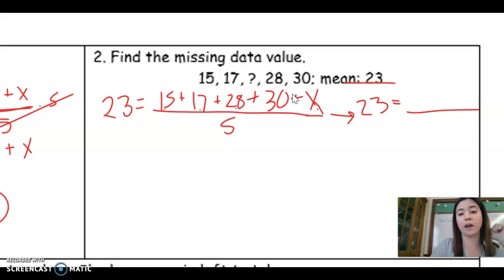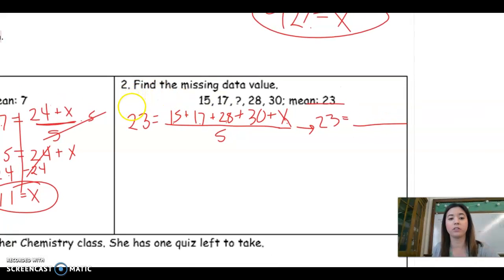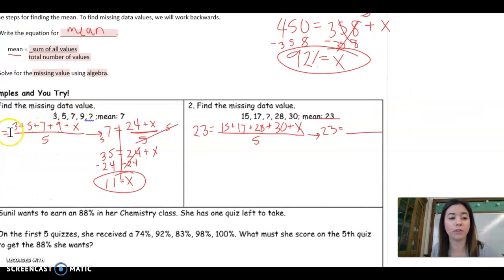Go ahead, pause me now, and simplify your equation. So you're now doing from this step to this step right here. Add those values together. Pause me, come back when you have this step written down.